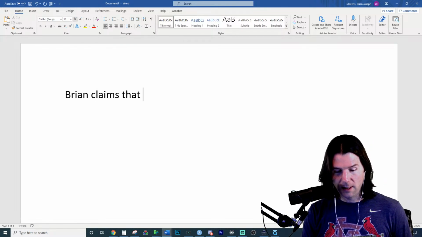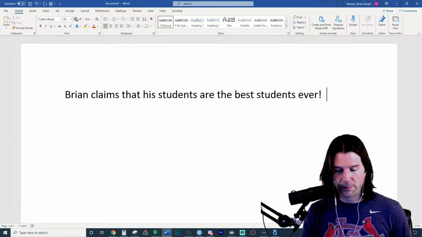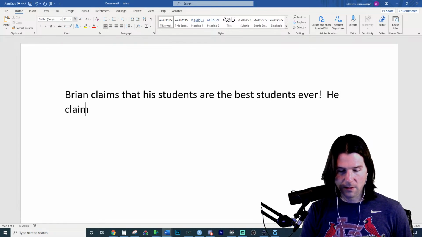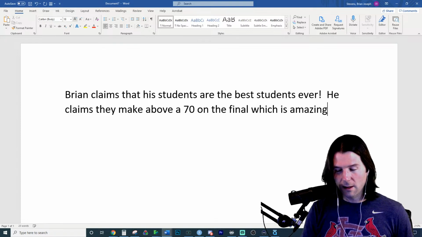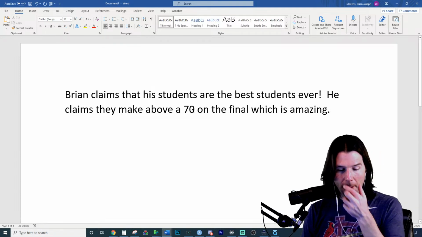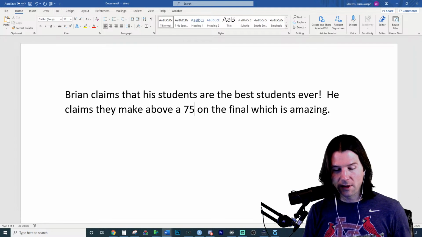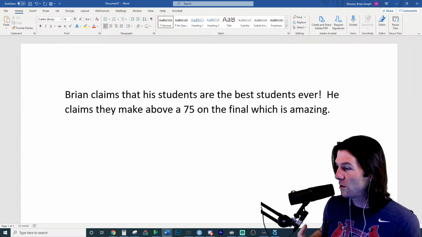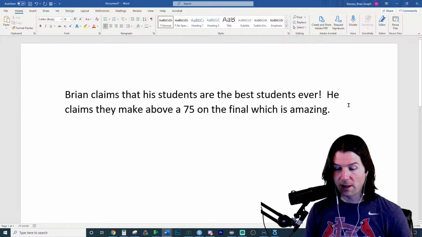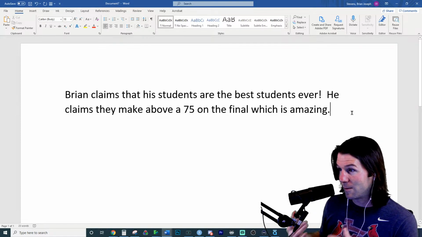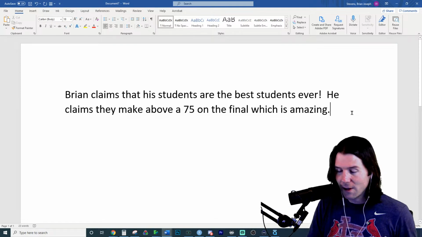Brian claims that his students are the best students ever. He claims they make above a 70 on the final, which is amazing. Let's say 75. The average on the final is usually mid 70s, and I'm going to say my students make above a 75. So you should identify some notation right there, and this is like a grade, so it's quantitative.